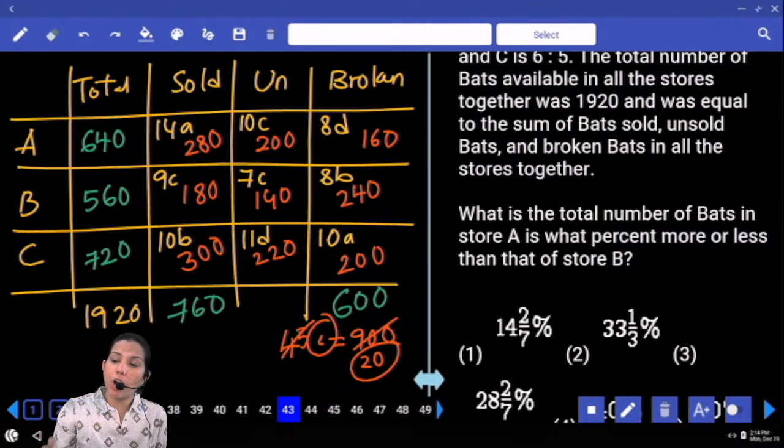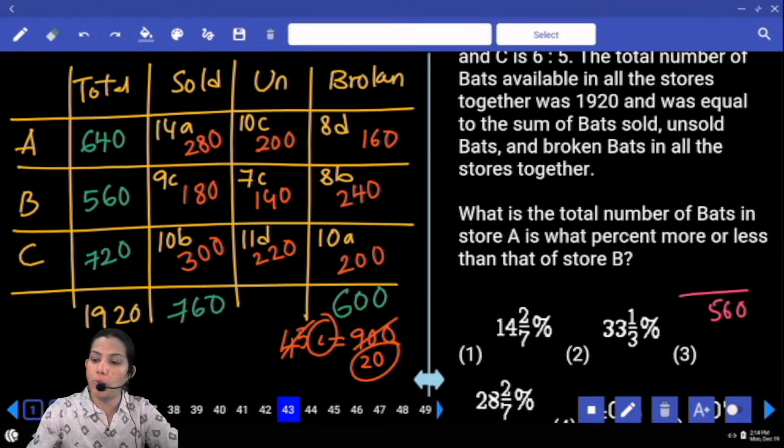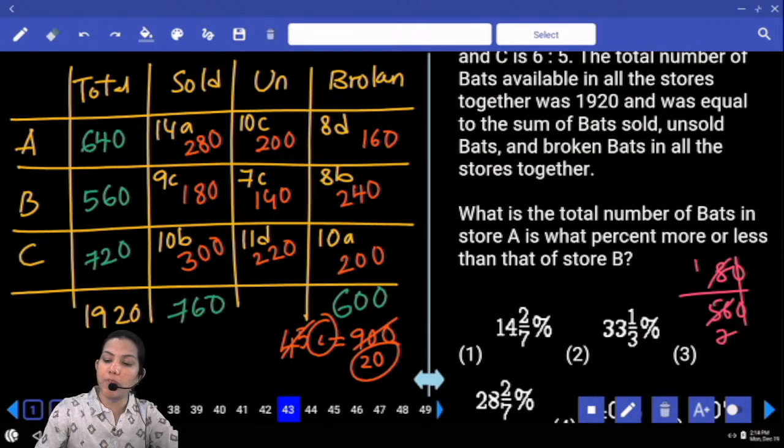Store A is what percent more or less compared to store B? Store B value 560. Compared to 560, 640 is more by how much? 80. Zeros cancel, 8 exactly 7 times. 1 by 7, 14 and 2 by 7 percentage.